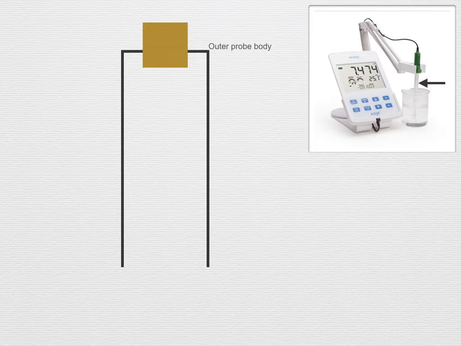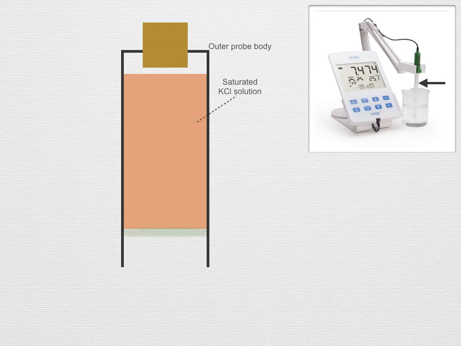There are two different solutions inside the probe. The first is a KCl, potassium chloride, solution that is saturated. It's held in place by a porous membrane. We use a saturated solution because you can leave some KCl crystals inside, and if the chloride concentration decreases for some reason, more KCl will dissolve to keep the same concentration. If the concentration increases for some reason, some KCl will precipitate out to again keep the same concentration.